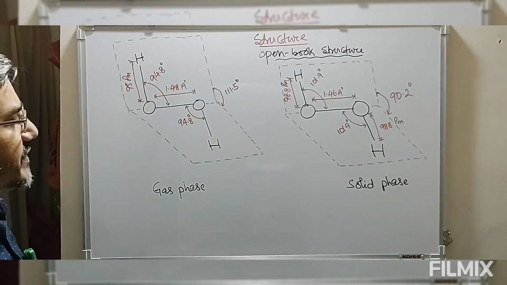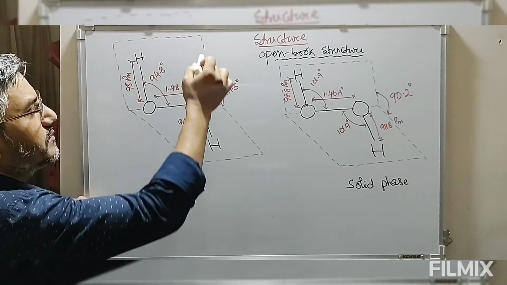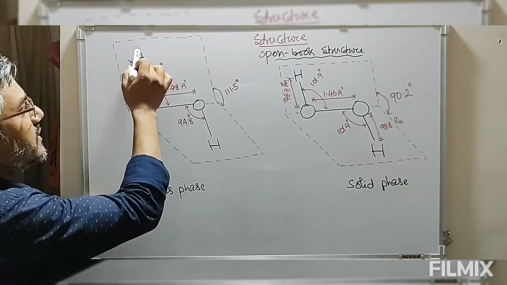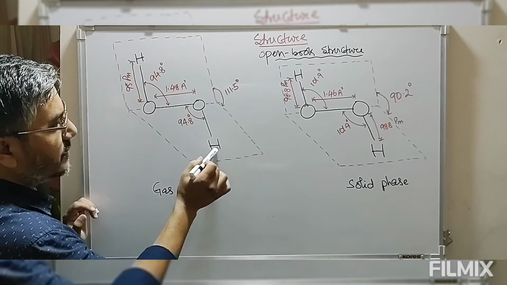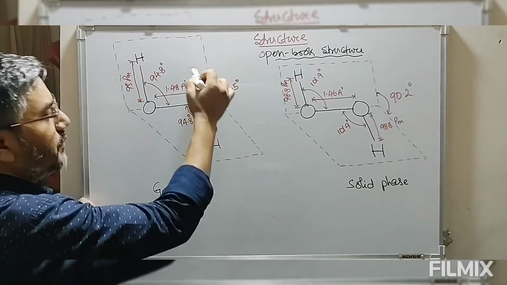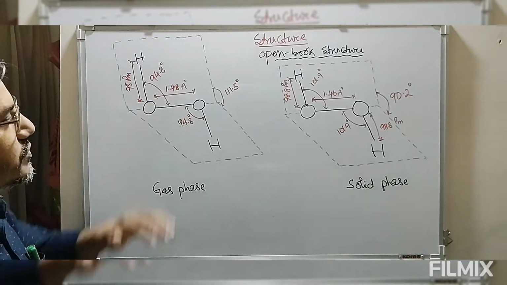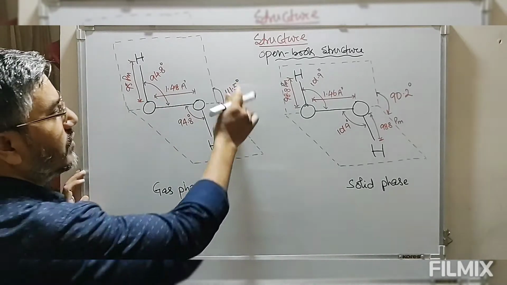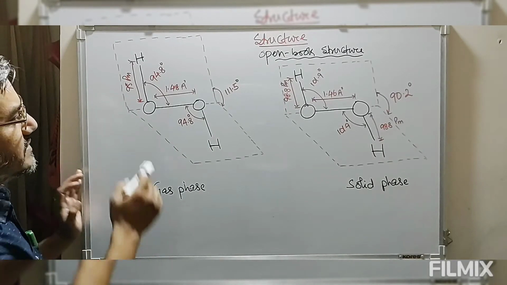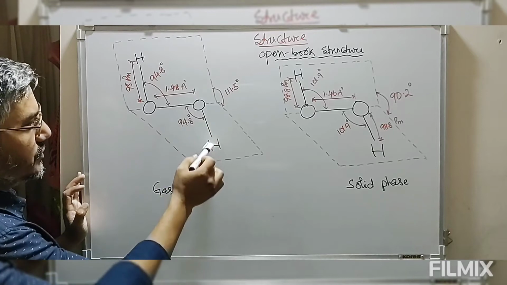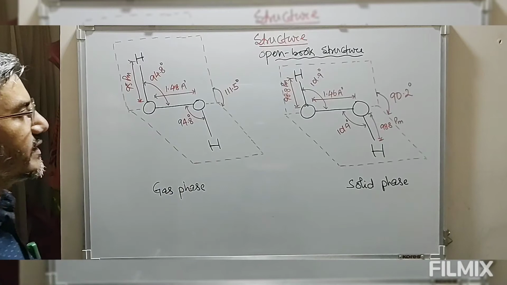Now in the gas phase, this is one plane, that is the hydrogen oxygen oxygen plane. This is another plane, hydrogen oxygen oxygen plane. The angle between this plane, that is what we call the dihedral angle between the planes, this angle is 111.5 degrees in gaseous phase, and this OOH bond angle in this molecule is 94.8 degrees.